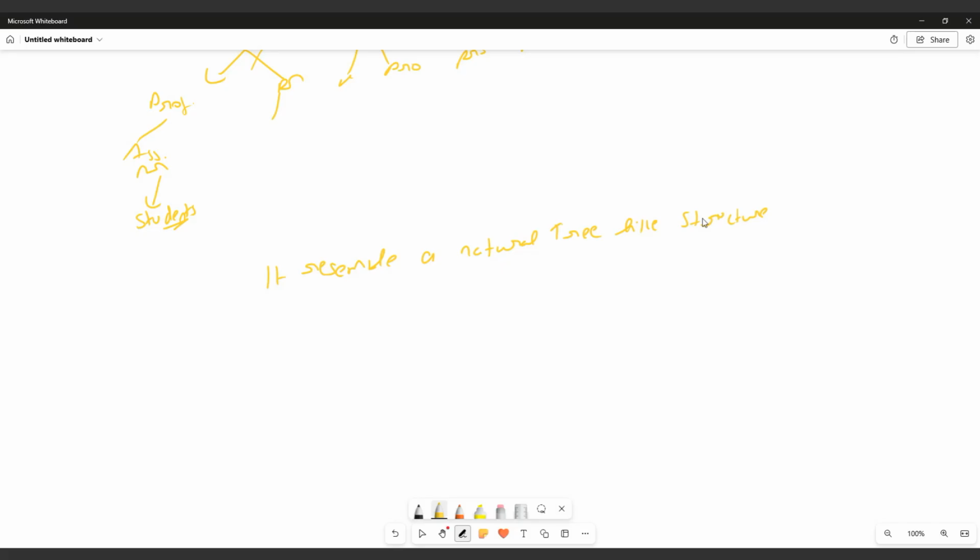Just like leaves, the last nodes are called the leaves. In a normal tree, what are the leaves? The last nodes. You can see in this that students are the leaves, because there are no further sub-branches. Similarly, when you visualize the tree, the leaf does not have any further sub-branches. So it resembles a natural tree-like structure.